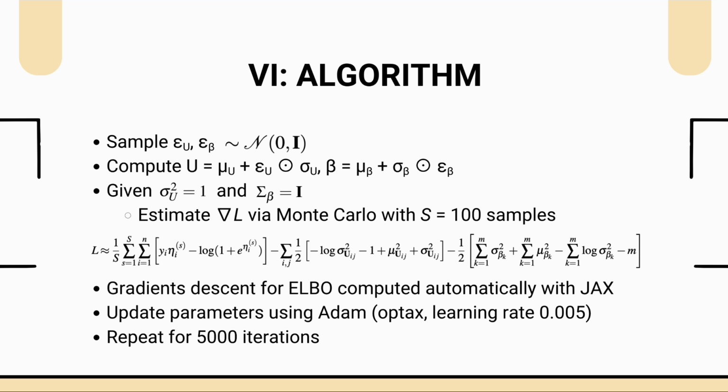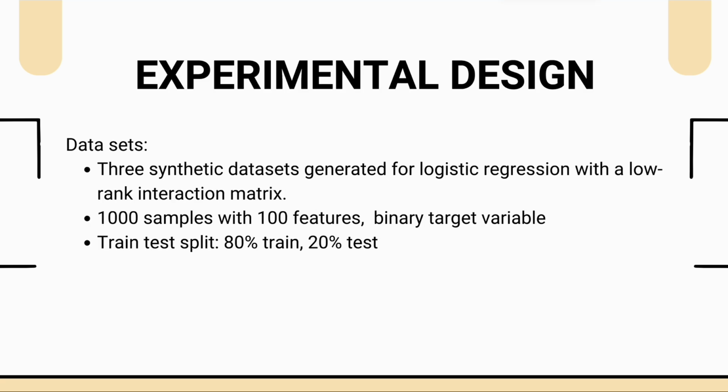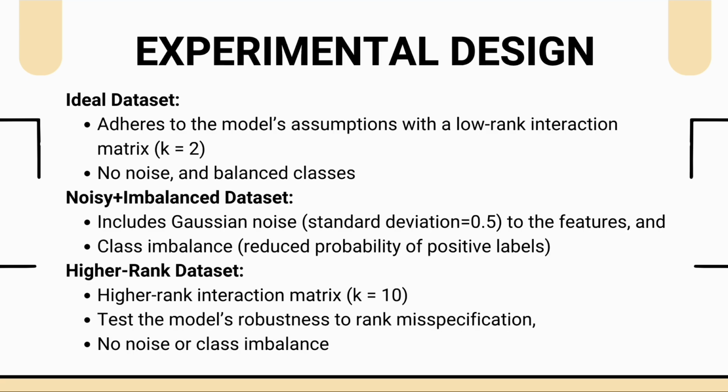Gradients are computed automatically with JAX, and we optimize using the Adam algorithm from Optax with a learning rate of 0.005 over 5,000 iterations. For our experiments, we generated 3 synthetic datasets, each with 1,000 samples, 100 features, and a binary target. We use train-test split, which splits into 80% training and 20% testing.